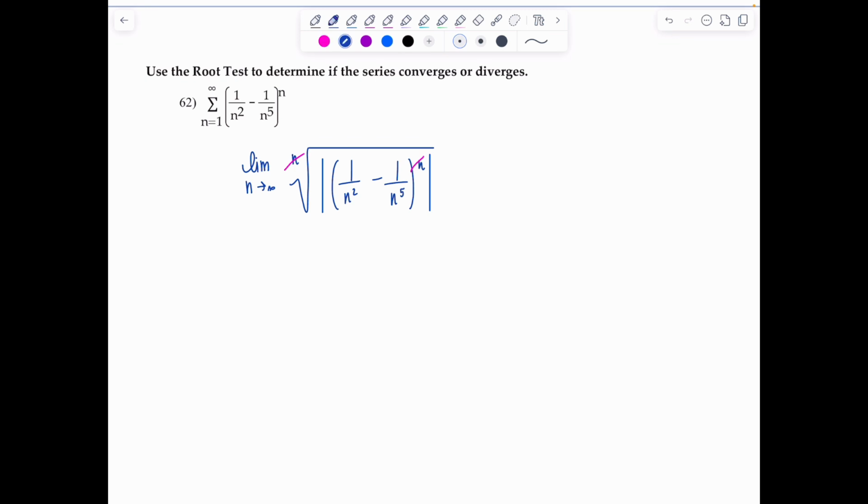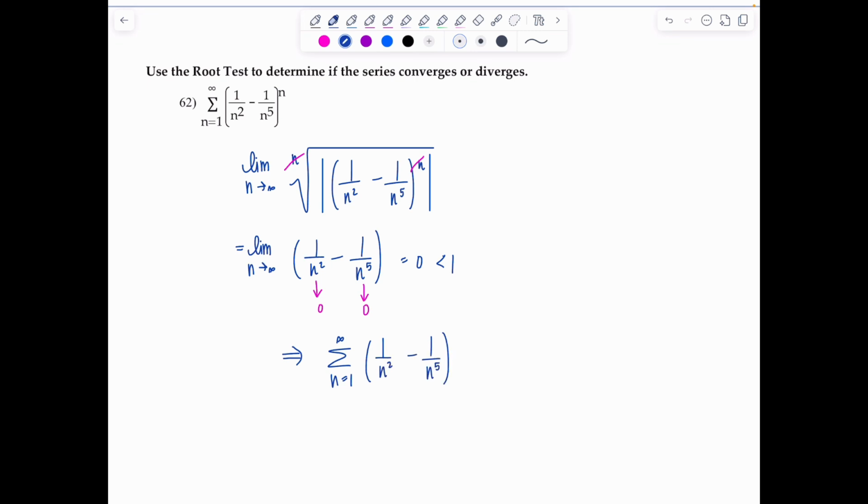The n's cancel. Then this is the limit as n goes to infinity. I don't need absolute value, nobody's negative. 1 over n squared minus 1 over n to the 5th. This goes to 0. This goes to 0. This is 0, which is less than 1. So then that tells me that the series does what? If the limit's less than 1, then I say it converges by the root test. Okay, good job. Easy, right?